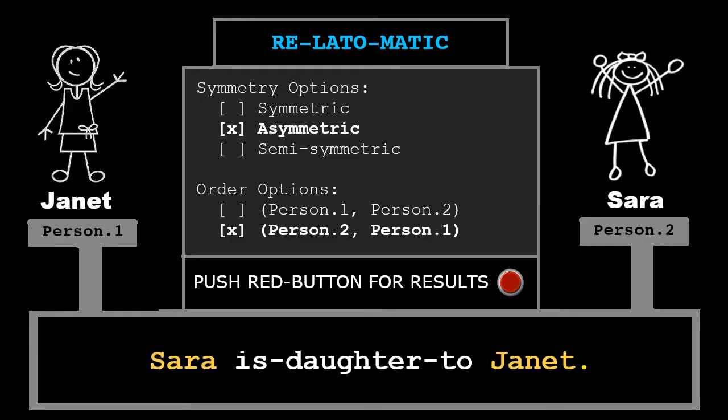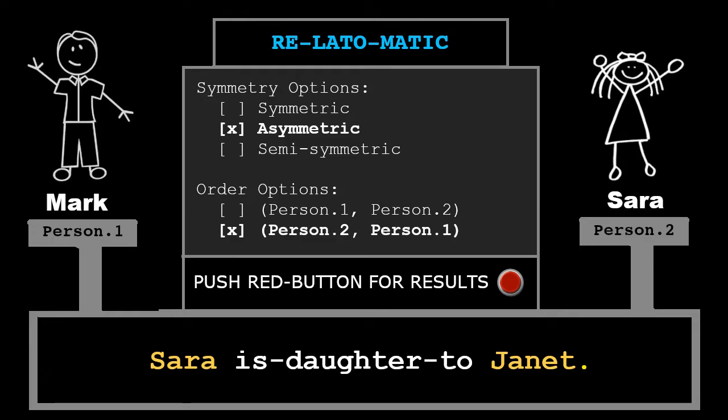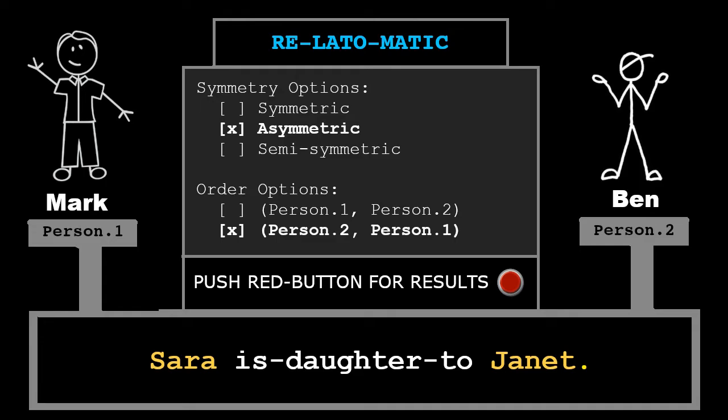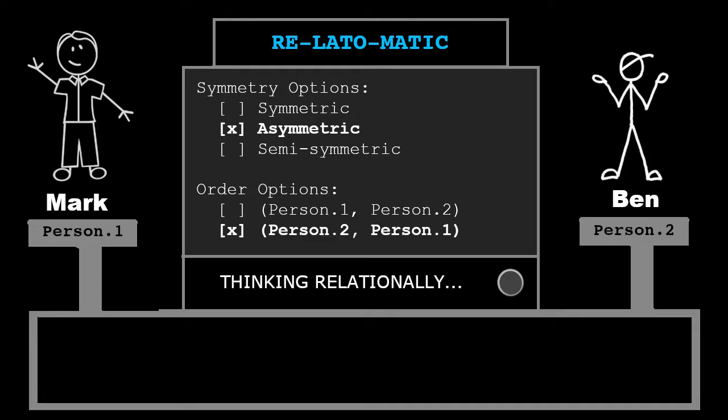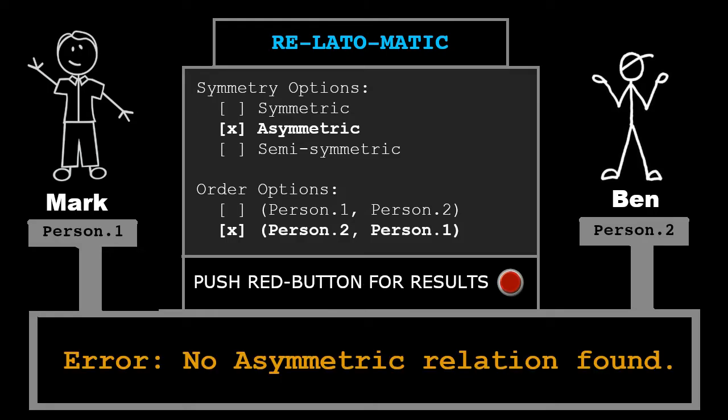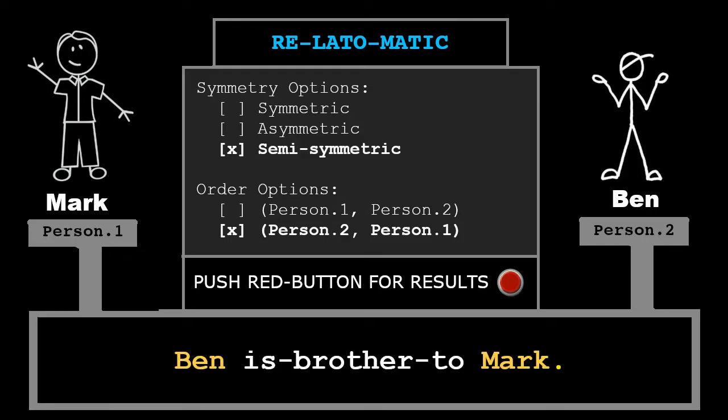Let's replace Janet with Mark and replace Sarah with Ben. Let's press the red button and see what the machine says. Error. No asymmetrical relation found. Interesting. Let's try this third symmetry option called semisymmetrical and press the red button. Ben is brother to Mark. Okay, so Mark and Ben are brothers. We say brother is a semisymmetric relation because in the case of a brother and a sister, the term brother only works in one direction.